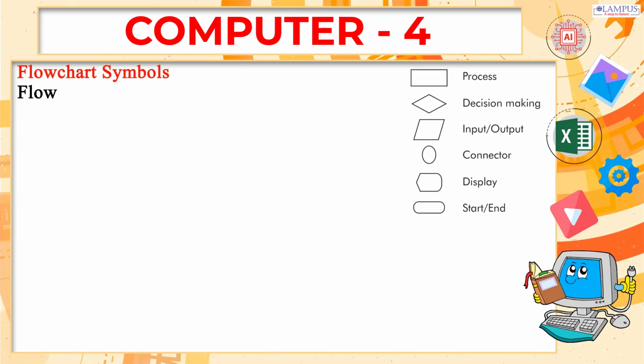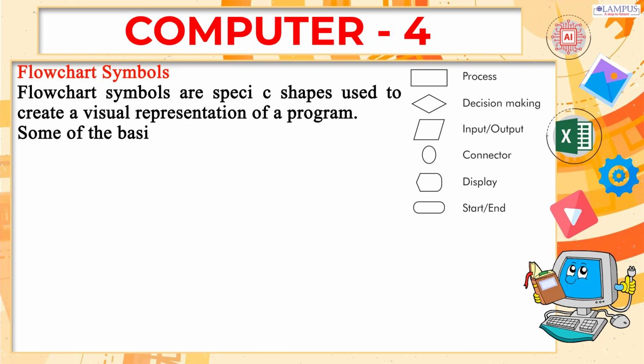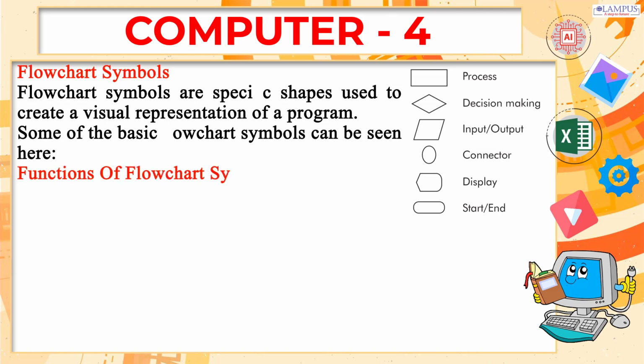Flowchart symbols. Flowchart symbols are specific shapes used to create a visual representation of a program. Some of the basic flowchart symbols can be seen here. Process. Decision making. Input, output. Connector. Display. Start, end.